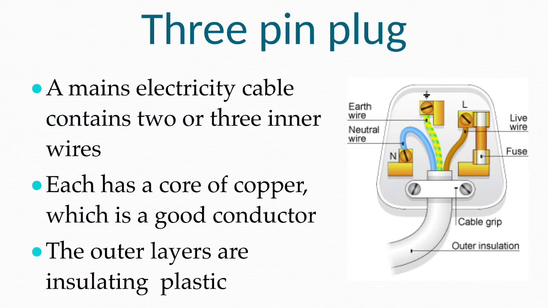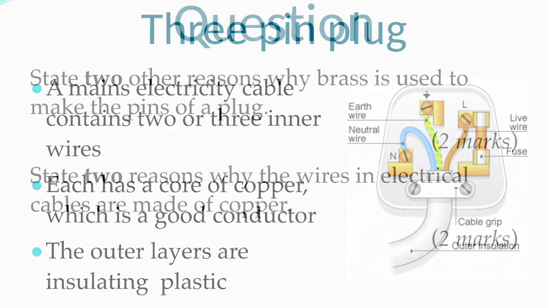In the UK we have the 3-pin plug. 2 or 3 of the pins will be connected to internal wires, and the wires will be made of copper because copper is a good electrical conductor. Around the wires is a layer of plastic. Plastic is used because it is a good insulator.